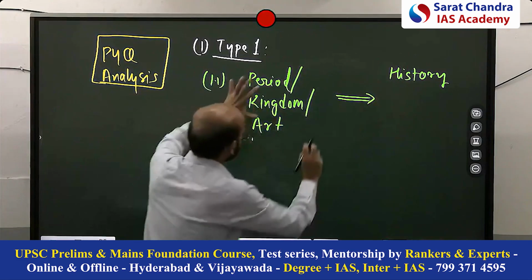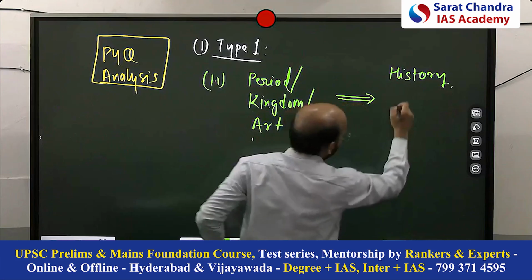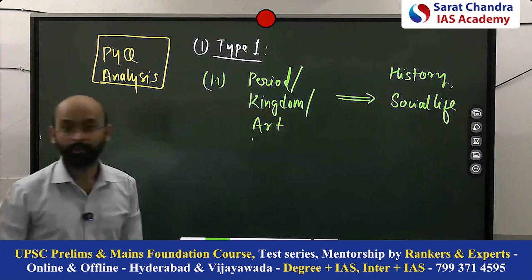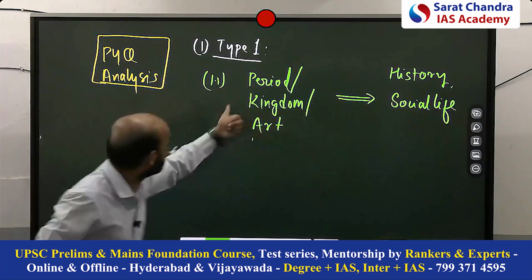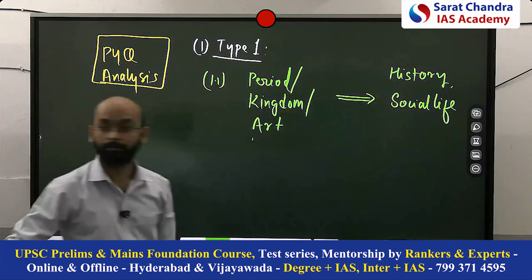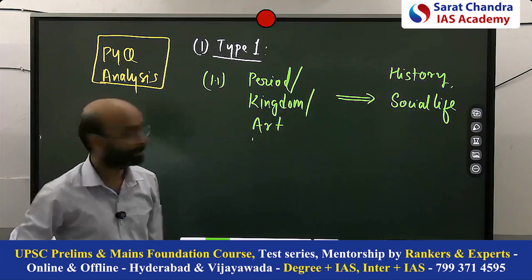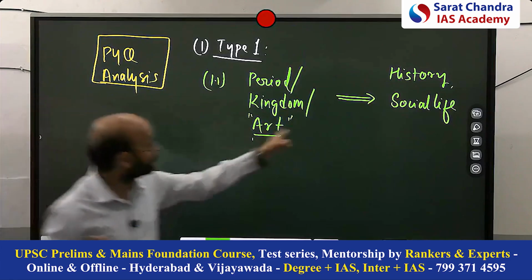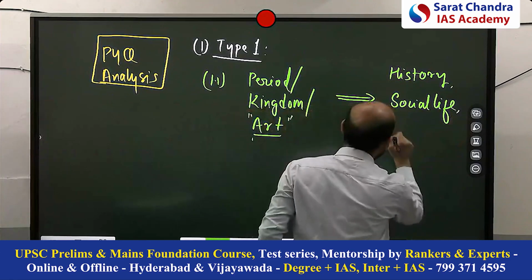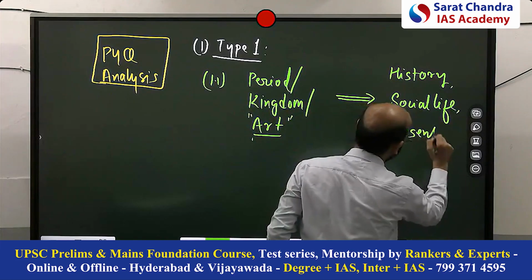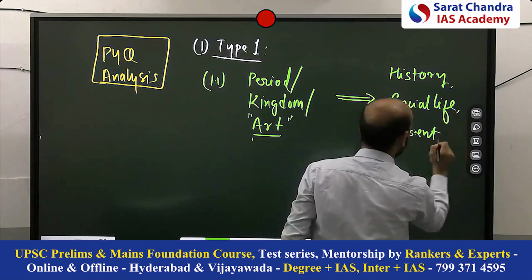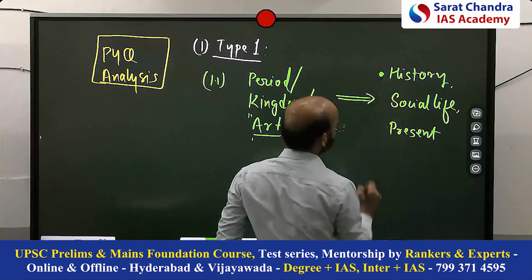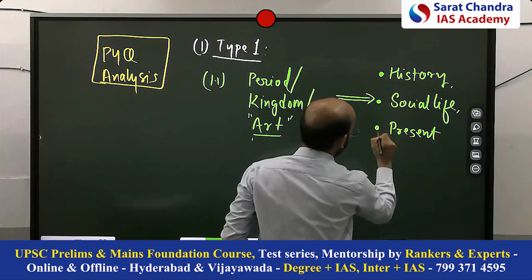Same way, they may ask about social life or their lifestyle. How is this art helping us to know about their social life? So linking the art, whether it is architecture, literature, or art form, with the history, social life, or third, they can ask us to link it with the present context. Basically, how it is relevant in the present time. So they can ask us to link with the history, social life, or the present.